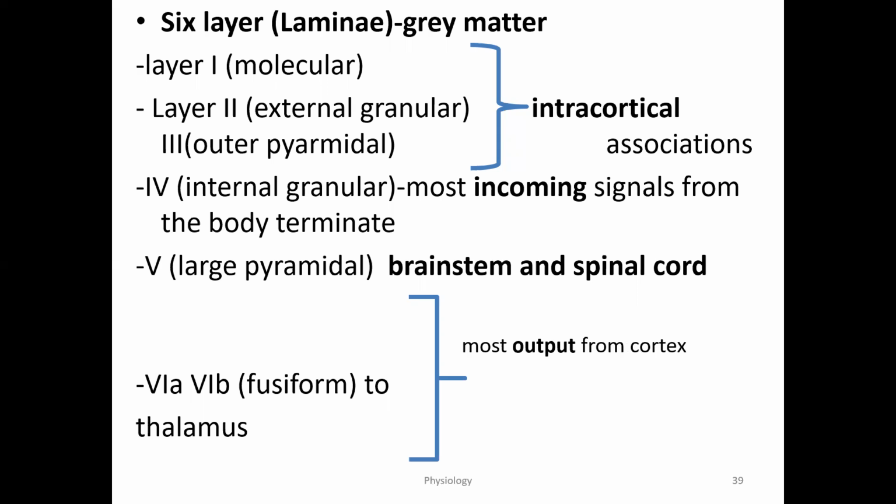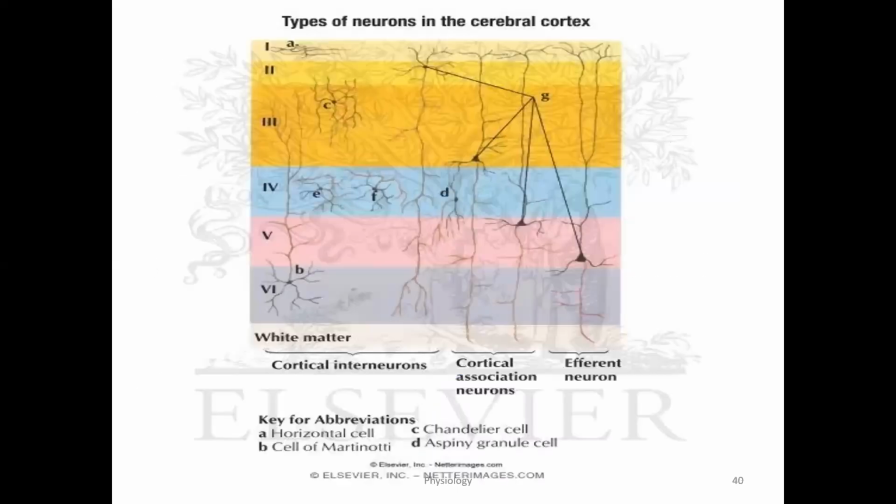While area number 5, brainstem area, and spinal cord area, and areas 6A and 6B send motor information to the cortex. That is output from the cortex to the other parts of the body. That is called efferent. That output is mainly from layer number 5 and layer number 6.